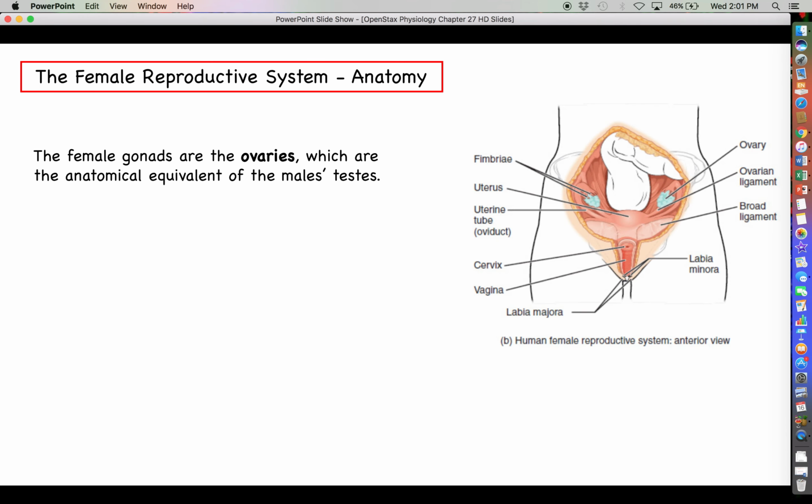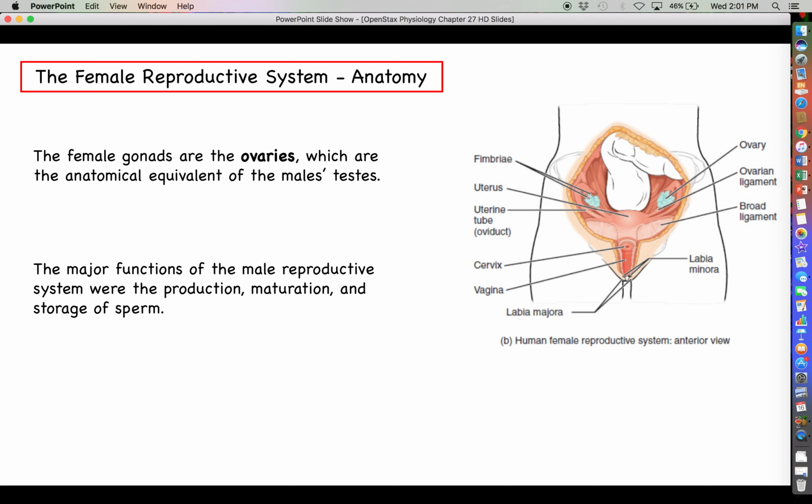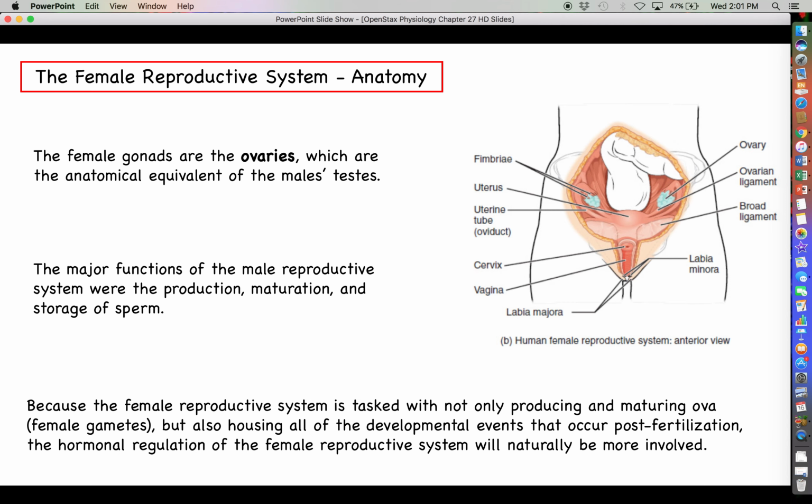When we were looking at the male reproductive system last time, our focus was on the testes. So it shouldn't be a surprise that our focus here is going to be on the rough anatomical equivalent in females, which are the ovaries. If the main functions of the male reproductive system were the production, maturation, and storage of sperm, in addition to the production of testosterone, which is necessary to maintain those processes, those are all going to be necessary here in the female reproductive system, but with a couple of extra complications.